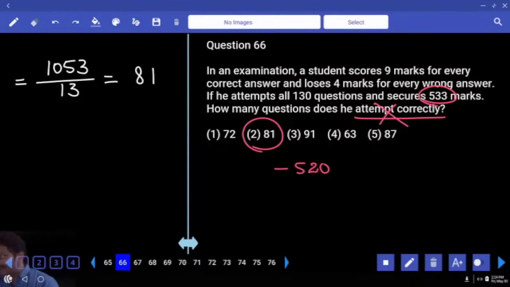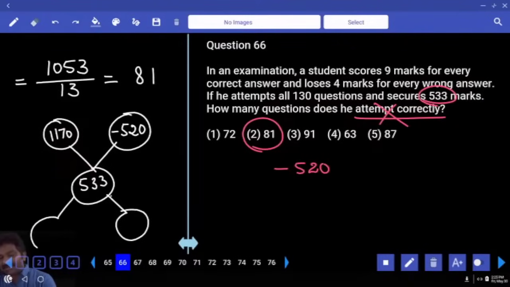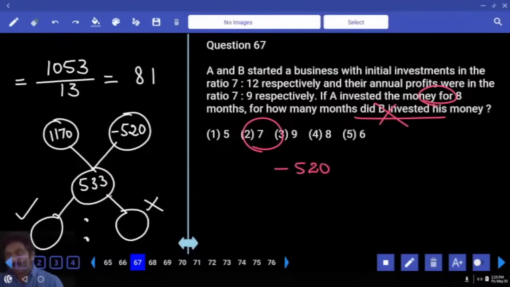You can even use allegation also. Convert all correct, 130 questions. All correct, you get 1170. Convert every question to wrong, minus 520. And the total we got is 533. Go for allegation. You'll get the ratio between questions which were given correct answer and wrong answer. Got it? You can use a linear equation also, but it takes time.